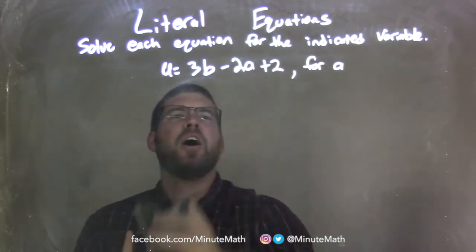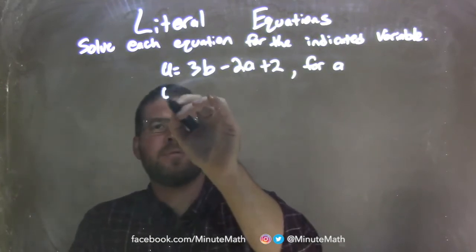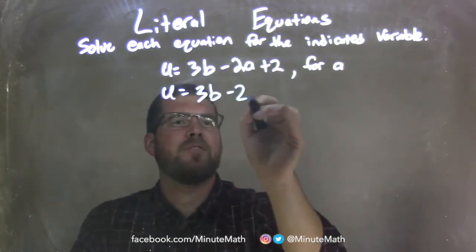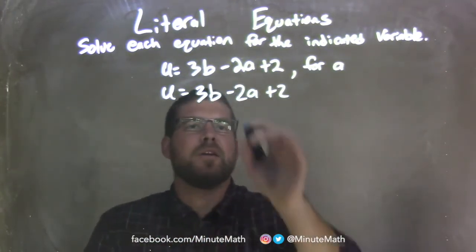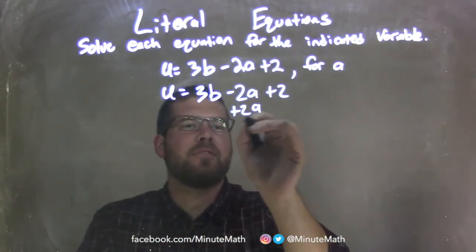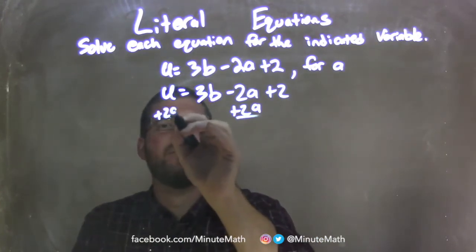First, let's rewrite the equation. So we have u equals 3b minus 2a plus 2. So let's get a by itself. Well, why don't I do this? I'm going to add a 2a to both sides. Let's do it this way first, actually. I like that better. We add a 2a to both sides.